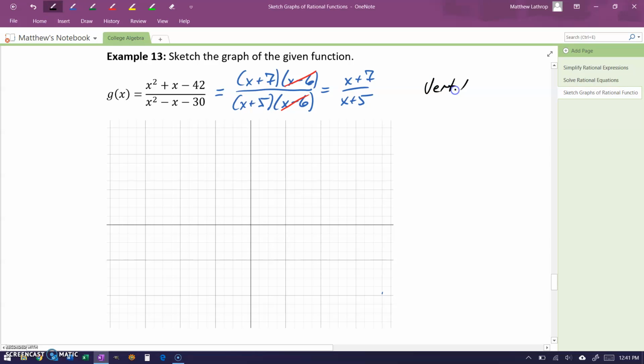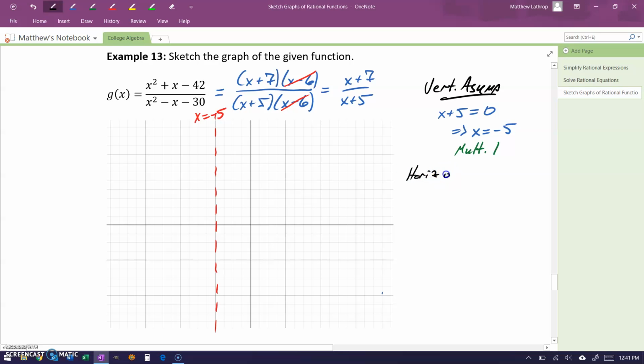This means in terms of finding vertical asymptotes, we take just that reduced denominator of x plus 5 set equal to 0, which gives us x equals negative 5 as a vertical asymptote. We also know that this has a multiplicity of 1, since we have that factor x plus 5 just being raised to the first power.